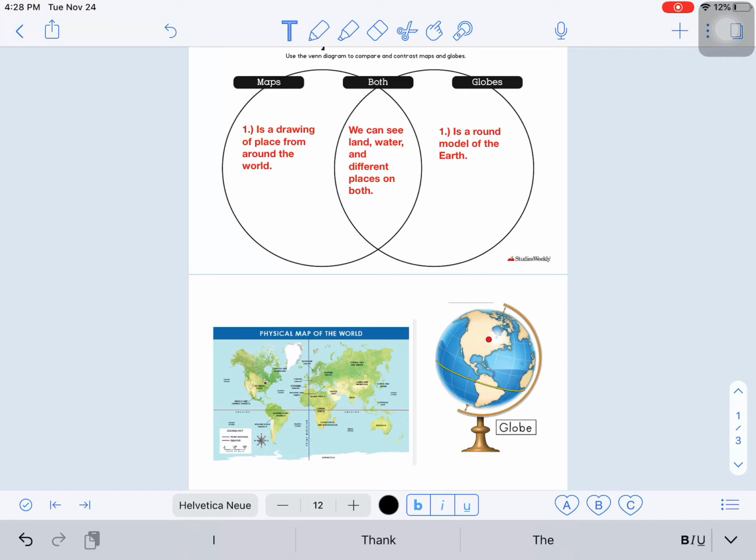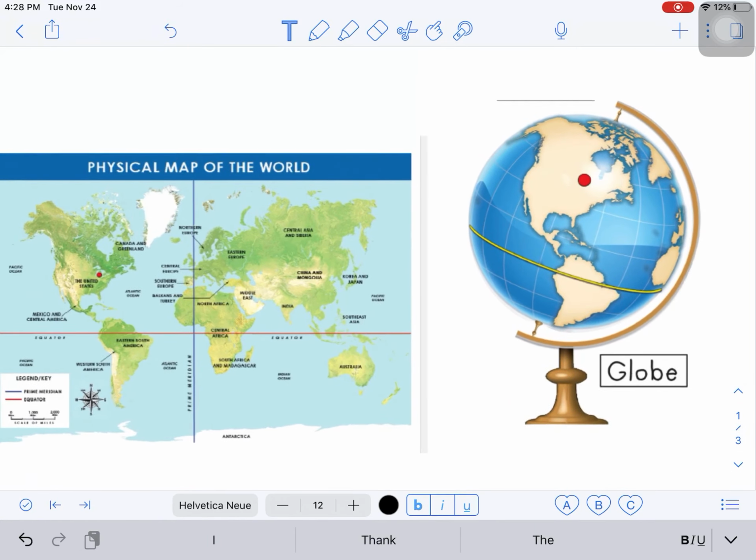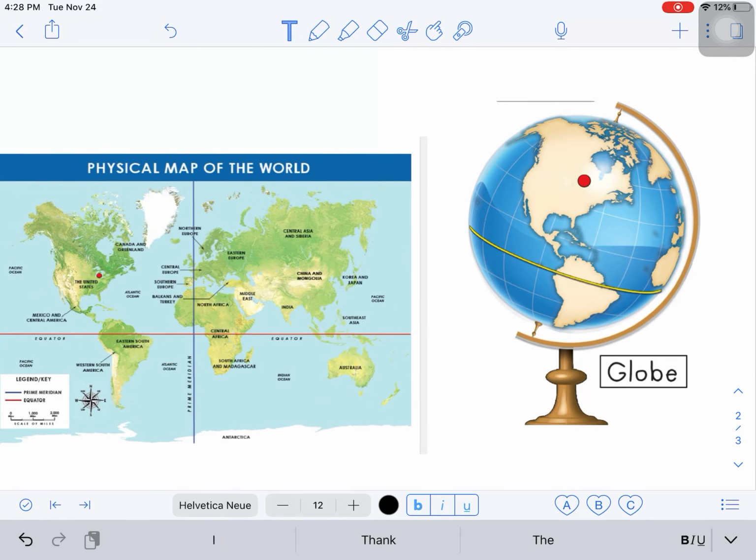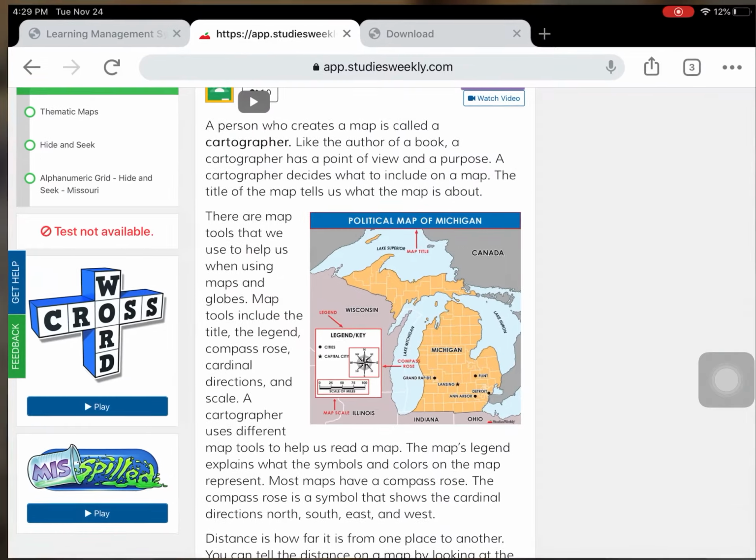What is similar about these two objects? Well, you can see land, water, and different places and countries on both of them. Our globe does not have the countries labeled, but most globes do. This is just a picture of a digital one, but I have one in my classroom, and you might even have one at home. Most globes do have countries written on them. And on the other side, on the map, we can also see the land, the water, and similar features. They both tell us what our world looks like.